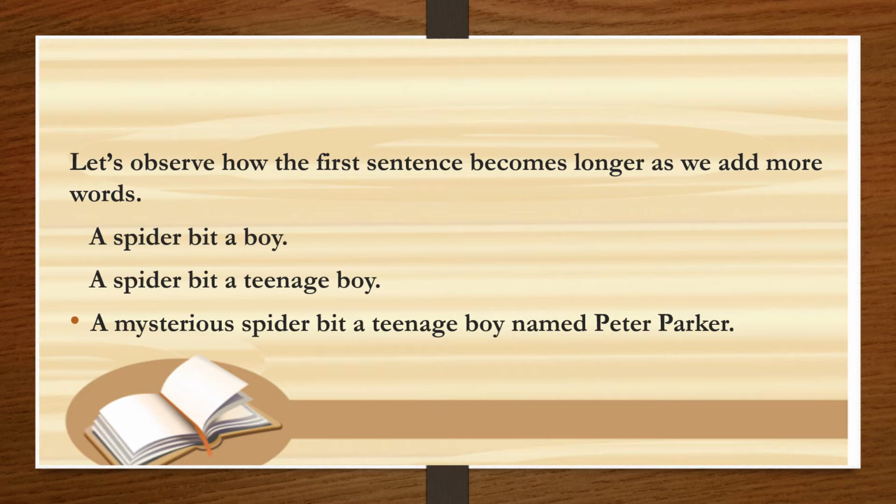Let's observe how the first sentence becomes longer as we add more words. We have: a spider bit a boy, and another: a spider bit a teenage boy. And so: a mysterious spider bit a teenage boy named Peter Parker.